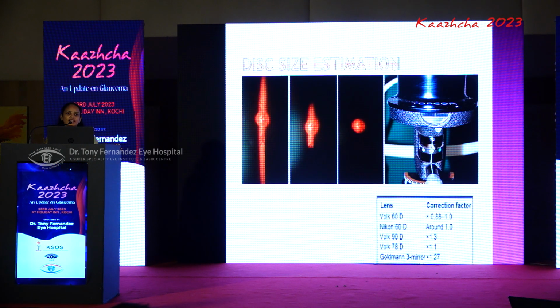Clinically, how to estimate the disc size? For this, ideally through a dilated pupil, you can focus the vertical beam of the slit lamp onto the retina, then decrease the beam height so as to coincide with the disc margin. The corresponding reading can be obtained from the slit lamp graticule, and depending on the condensing lens which you have used, you have to use a correction factor. It is 1.3 for the 90 diopter lens, and for the 70 diopter lens, it is 1.1.